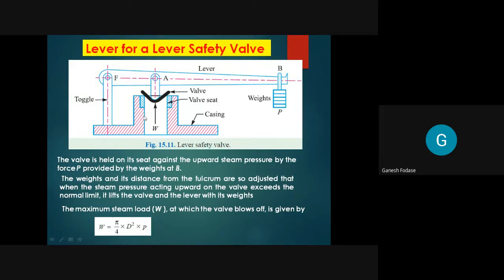This opening has diameter D, capital D. So it's a circular area, and its area is pi by 4 into D square, into pressure. So to find W, what do we use? You have to note down this formula first. Maximum steam load W at which the valve blows up is given by the formula W is equal to area into pressure. Area is pi by 4 into D square into pressure.